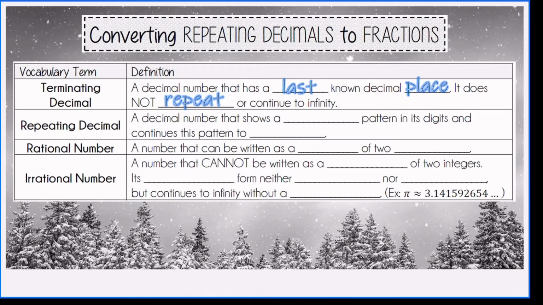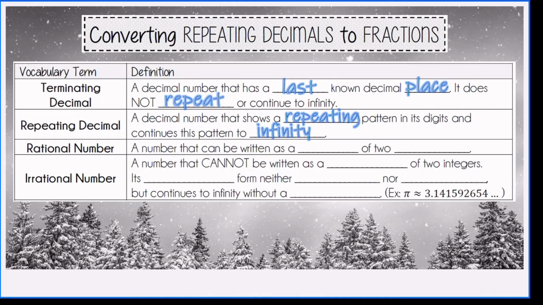A repeating decimal is a decimal number that shows a repeating pattern in its digits and continues this pattern forever without end. That was the 1/3 and the 2/3, the 0.3 repeating, the 0.6 repeating. Notice by definition, it says a repeating pattern. That's because you could see 1, 2, 1, 2, 1, 2, 1, 2, dot, dot, dot. That's again a repeating decimal that's going to go on forever without end.